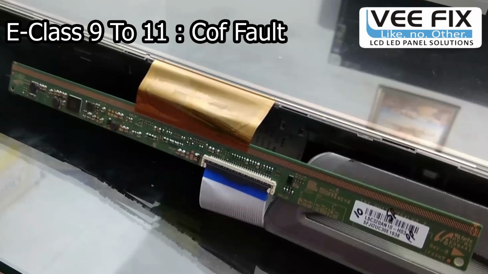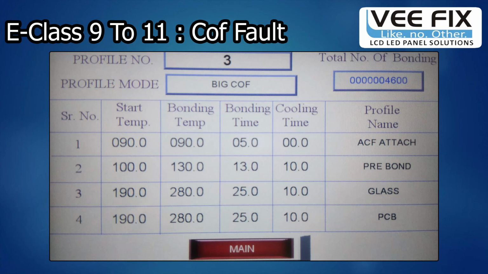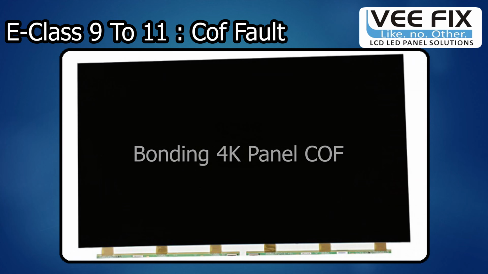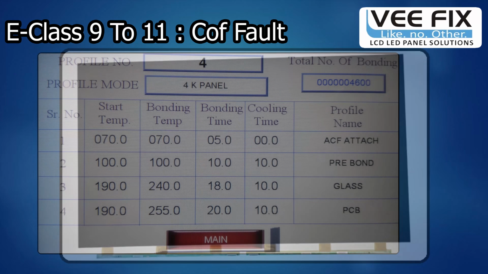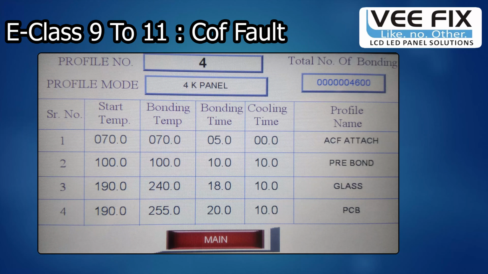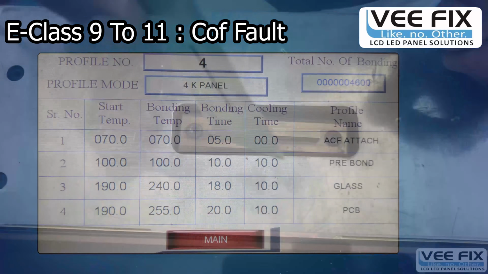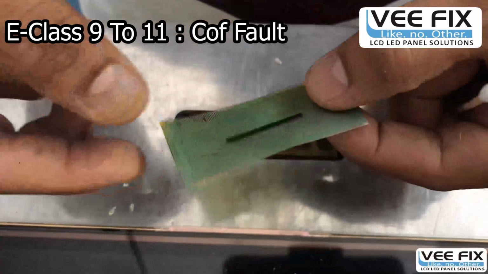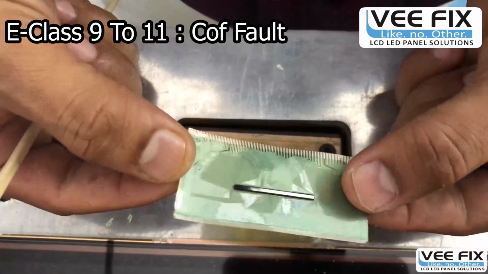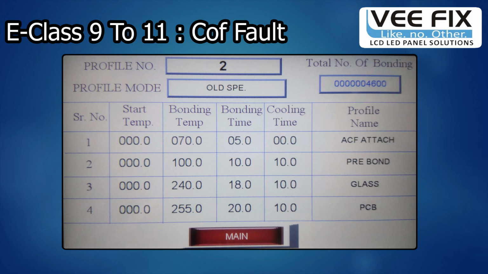For this, we have developed different types of COF bonding profiles in our bonding machine. For big COF bonding, you need to select the big COF profile from the profile selection button. Similarly, if you are bonding a 4K panel, the COF tracks are very thin, dense and very near to each other. You have to select the profile most suitable for 4K panels. And in some cases, if you are bonding with old COF, you have to select the profile most suitable for old COF bonding.